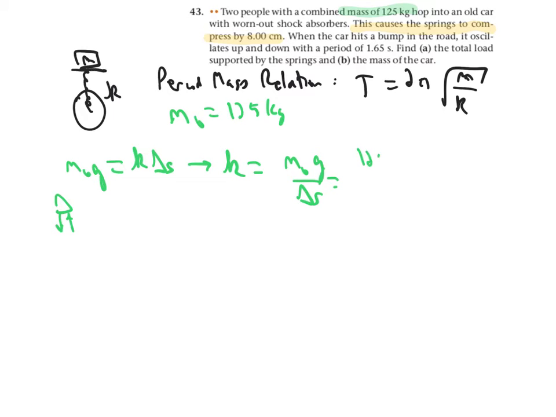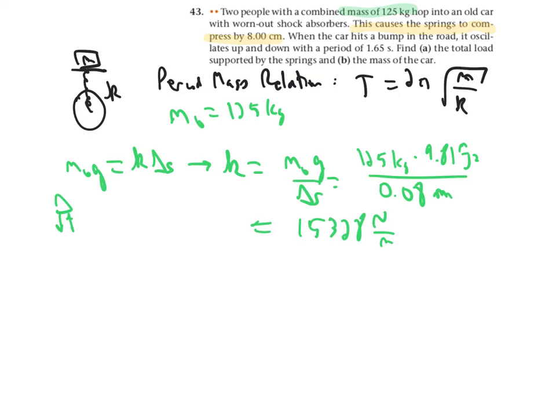So this is 125 kilograms times 9.81 meters per second squared over 8 centimeters, which is 0.08 meters. And so we get 15,328 newtons per meter, which is right in the ballpark actually, about 10,000 newtons per meter is the usual shock absorber.